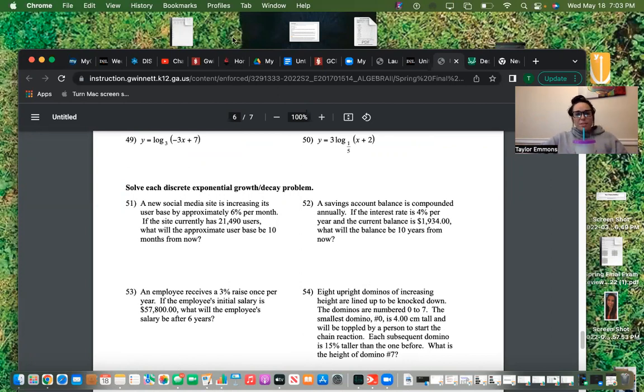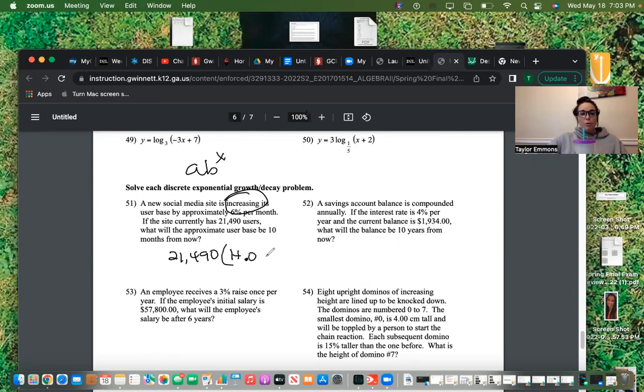Okay, so remember, this is going to be that exponential. So it's going to look like this. And it's growing because it's saying it's increasing, right? So that means my initial was 21,490. My rate is 1 plus that 0.06 because we're taking the initial users and adding 6% each month. And we want to know what it's going to be in 10 months. Okay, so we're going to put 10 as our exponent.